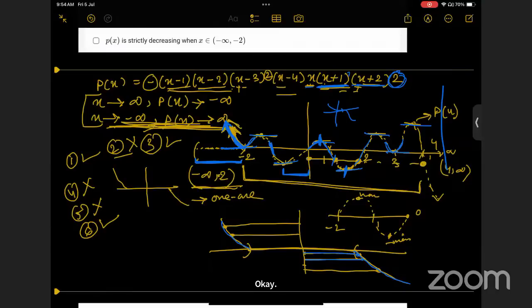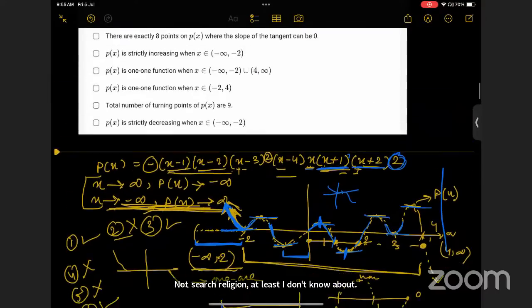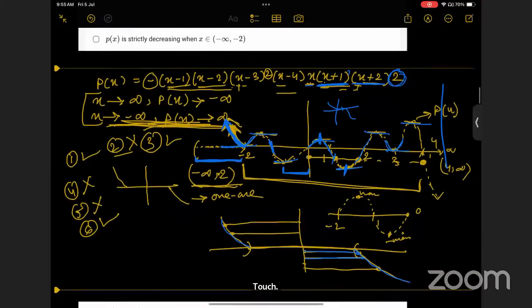Ma'am, is there any relationship between the multiplicity and the total number of roots? Multiplicity and total number of roots? No, there is no such relation, at least I don't know of any. Okay, ma'am. So this is correct. Fine now.